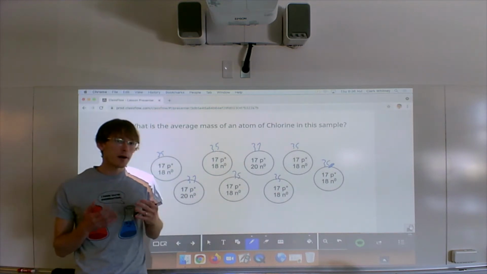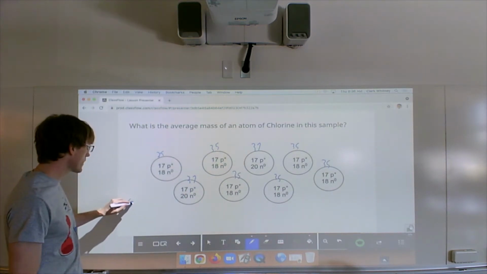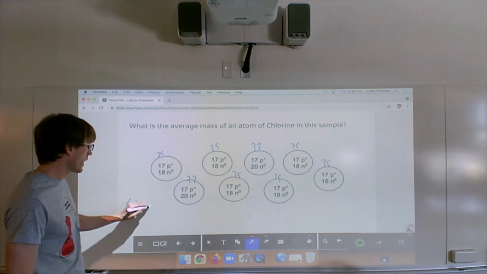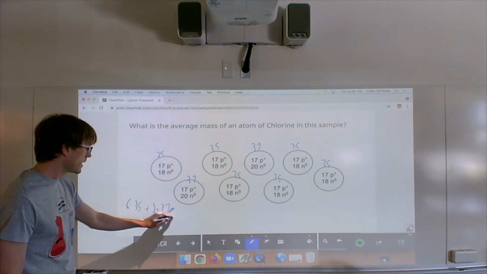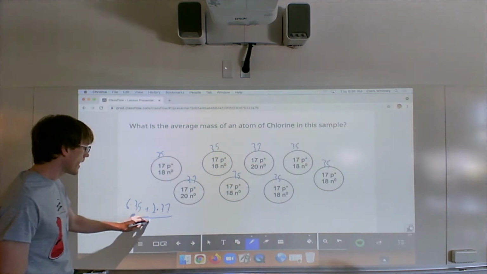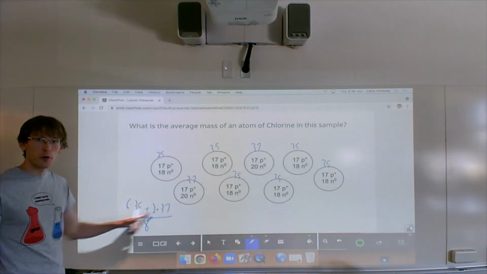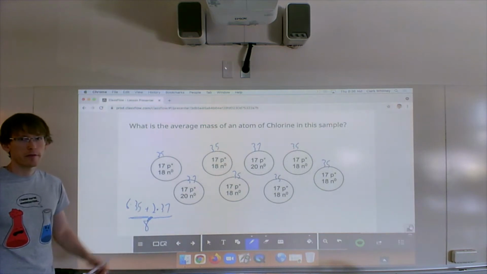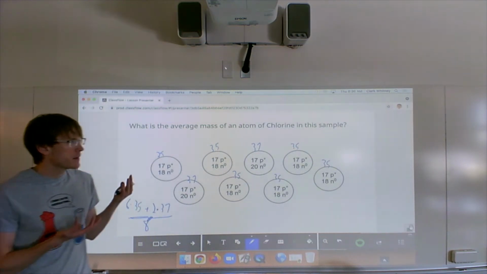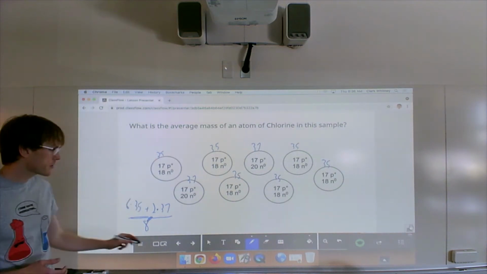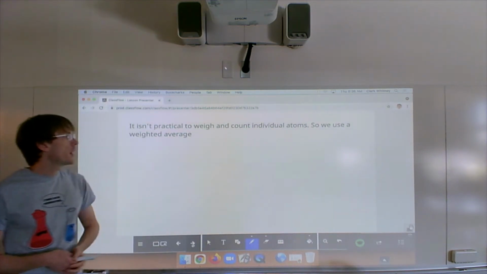And yes, it would be possible to multiply 6 times 35 and add 2 times 37 and take that and divide by the 8 atoms. So this would be your total mass divided by the number of atoms. That would give you an average, but this isn't a practical thing because atoms are too small to count.